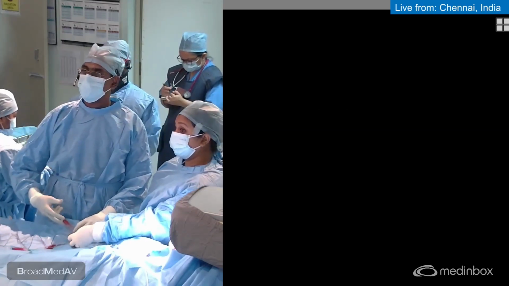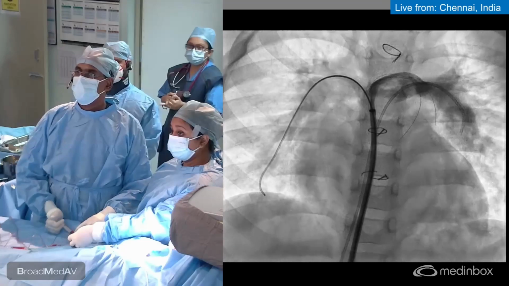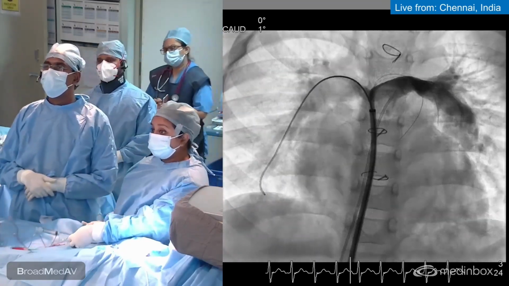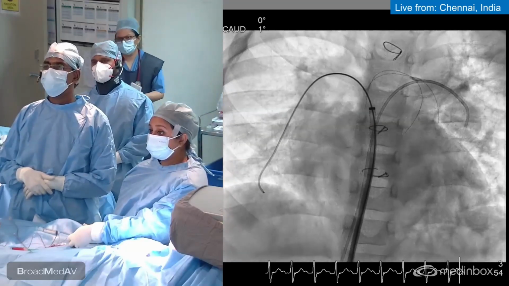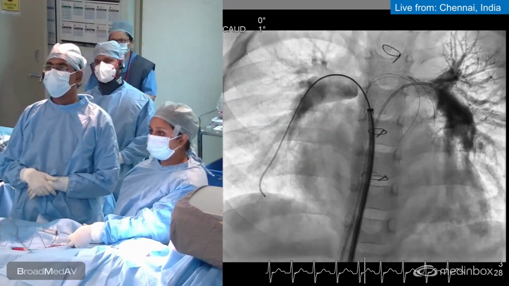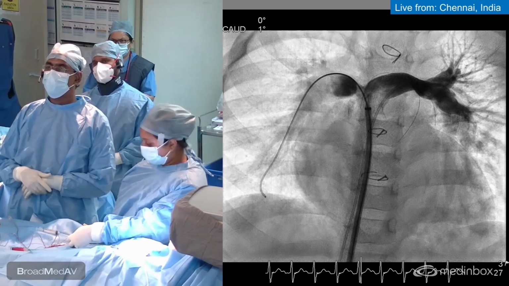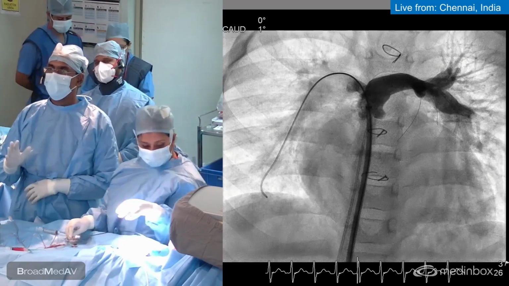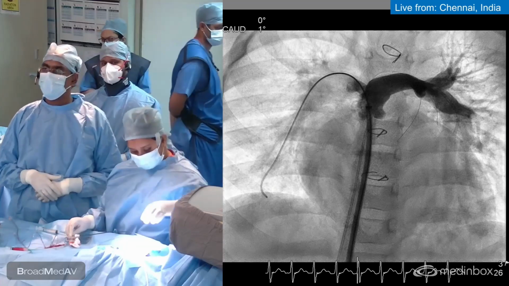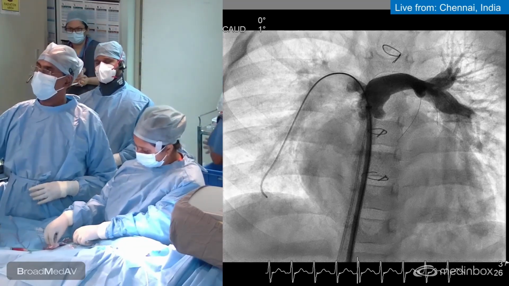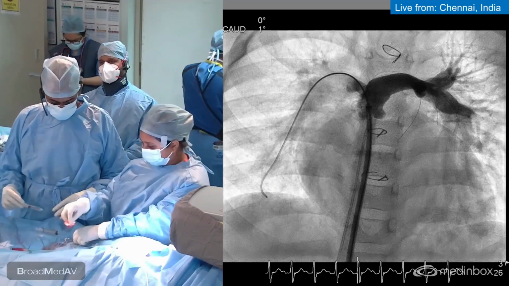So here, the sheath seems to have gone inside. Okay, freeze it. Okay, just go back. Okay, just one frame before. Okay, so that delineates the RPA origin. Let me see the pressure at this point.